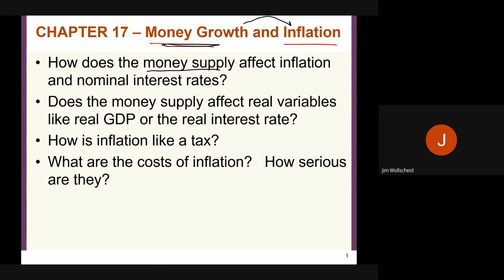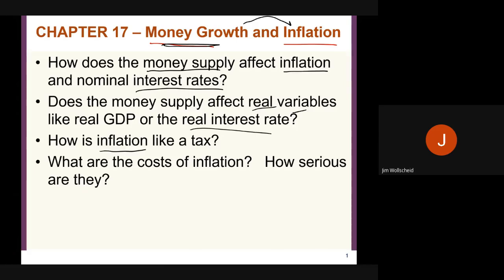Okay, so we're going to spend a lot of time looking at the money supply. Why? It's very relevant in today's world. We see a lot of an increase in the money supply in today's world. What should we expect to happen to both inflation and interest rates? What happens to real variables and the real interest rate?